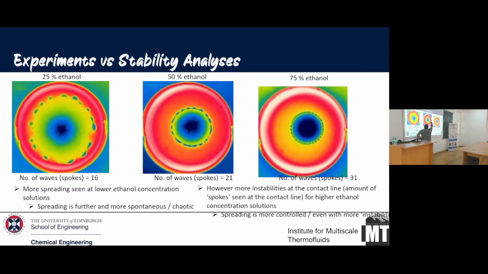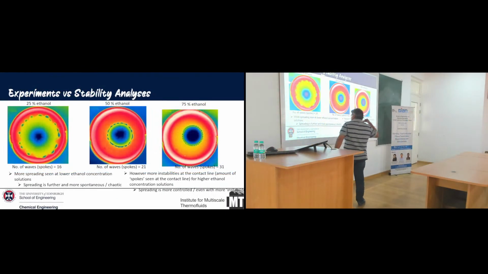If you increase your concentration, you'll see that the number of spokes has increased. This is again the number of dots she was able to count, but obviously it's not correct. It might be more than that, but we don't know. At a lower ethanol concentration, you get a far bigger spread. At higher concentration, you don't have much of a spread. In our previous paper, we calculated the extent of spread. You can have a look at it.